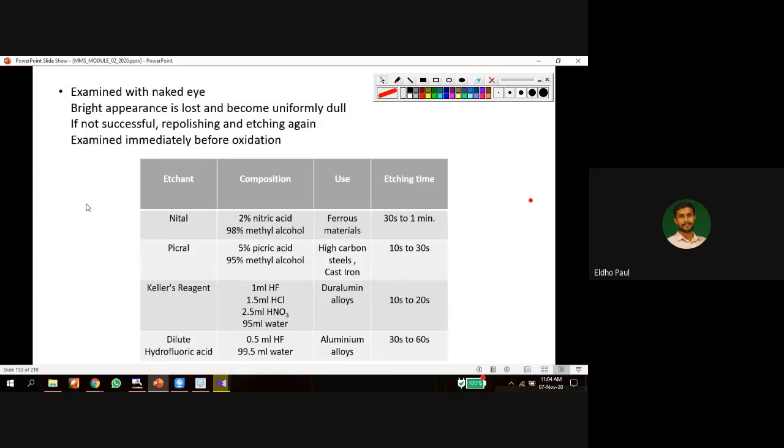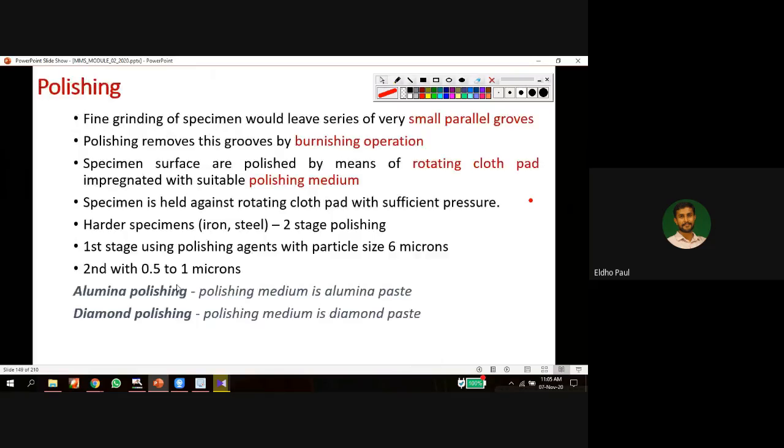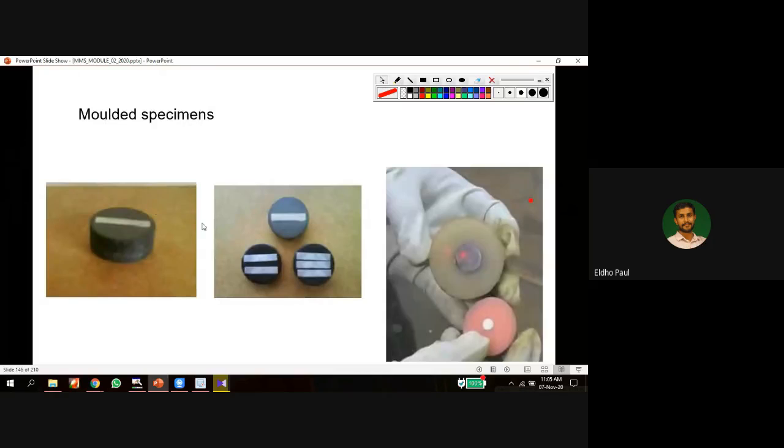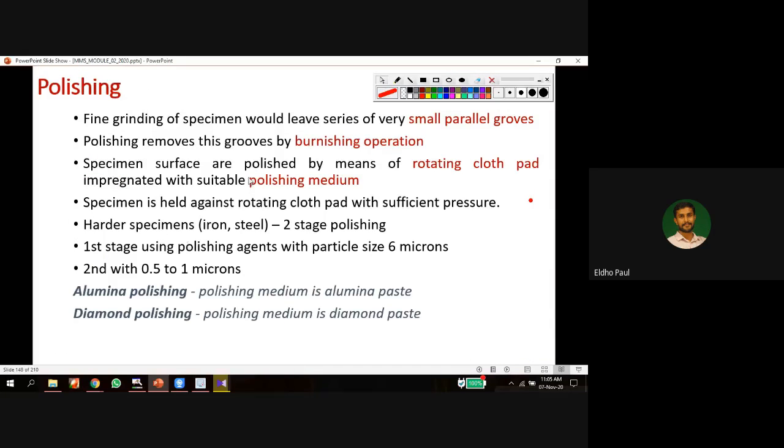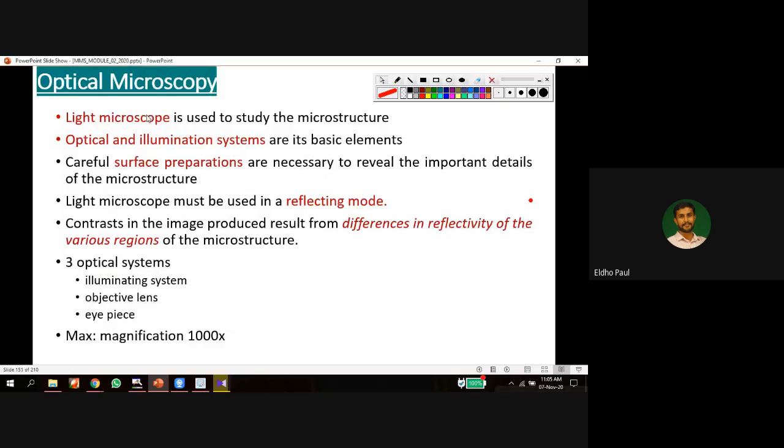These are the different types of etchants used, and the etching time specified, and the composition is given. And these are the different materials. You can see that for high carbon steel, we use picral etchant. Depending upon the material, we have to change the etchant. Thereby we can prepare the surface for microstructure analysis. After that, we can use different microscopes.